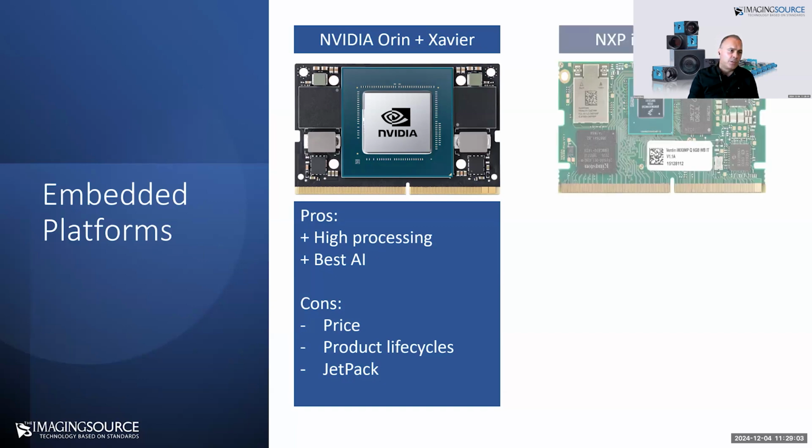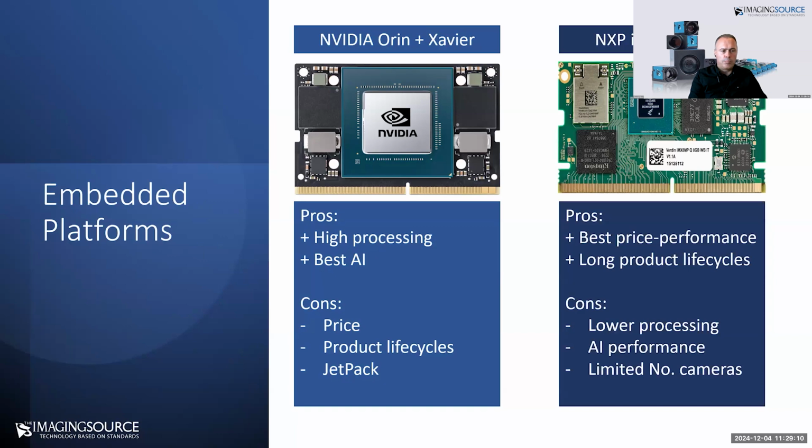Then on the other side, NXP, and here the example is the i.MX 8M Plus. It depends on the application, but if we generally look at the applications, we can say that NXP is providing the best price performance ratio. Also these long product life cycles, like 10 plus years. On the other side, definitely lower processing power and lower AI performance in comparison to NVIDIA, surely much better than Raspberry Pi, but compared to NVIDIA, definitely much lower performance.